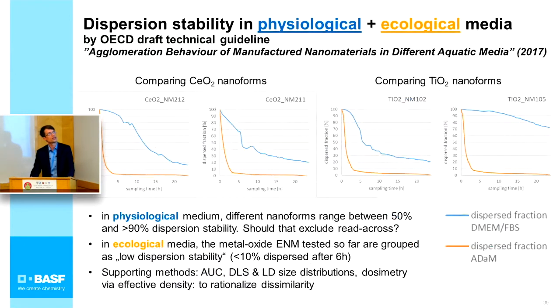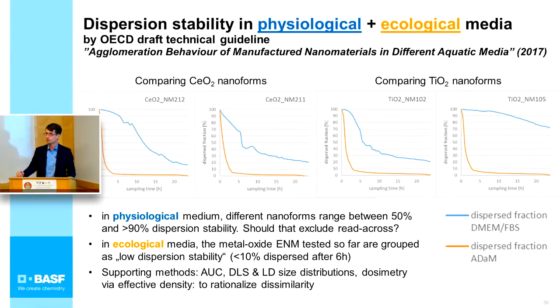And these are some selected results. In blue, protein-containing medium. In orange, eco medium, that is Daphnia magna medium, and you see that different forms of ceria or different forms of titania do behave differently. In physiological medium, this one is much more stable than this titanium. We still have to do the calibration of these results.